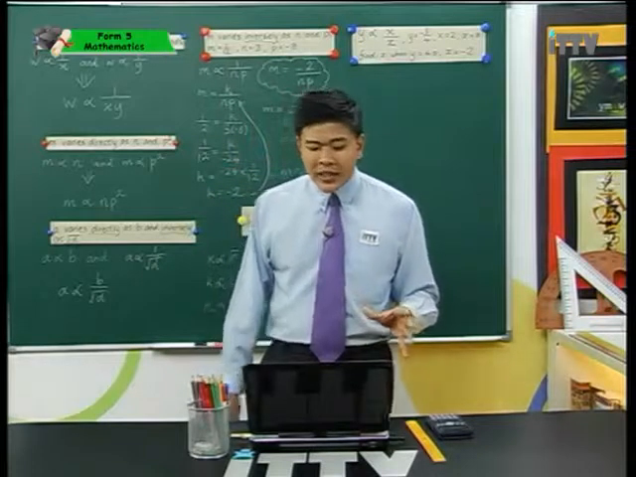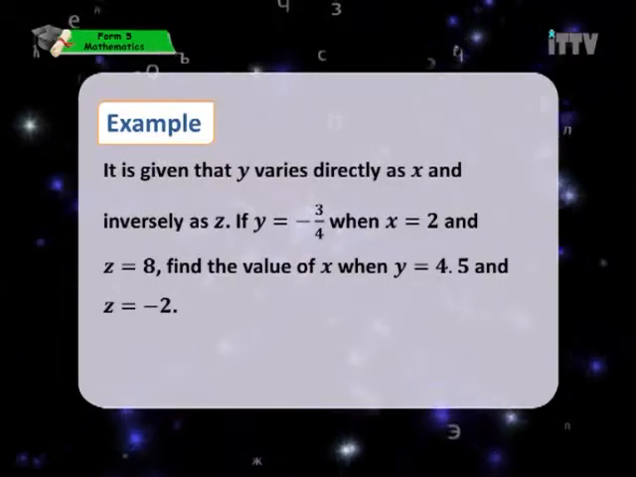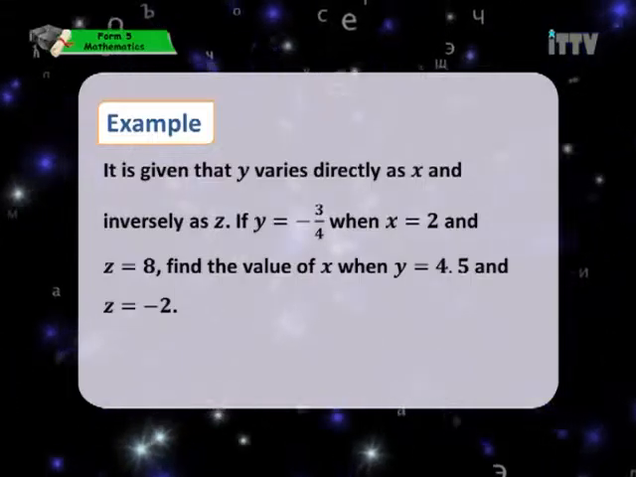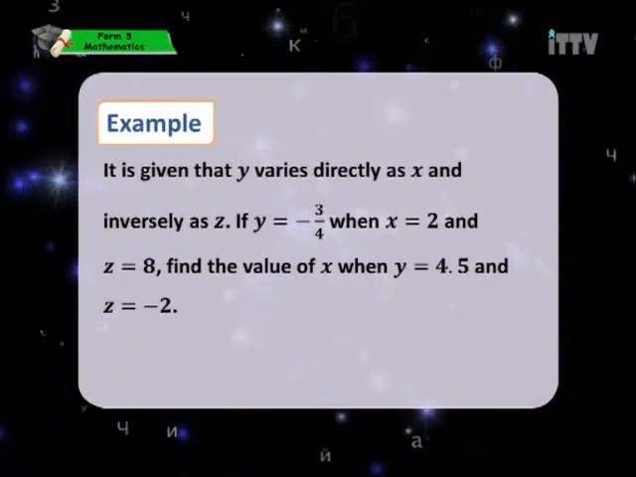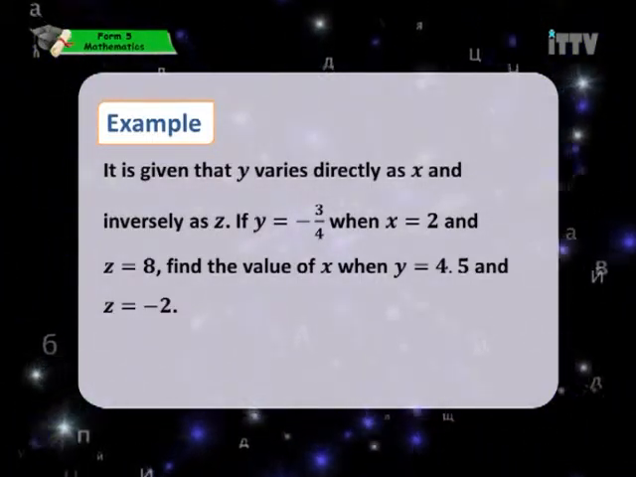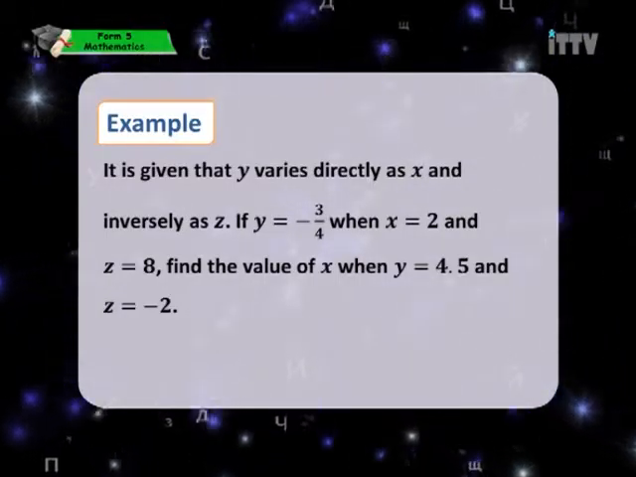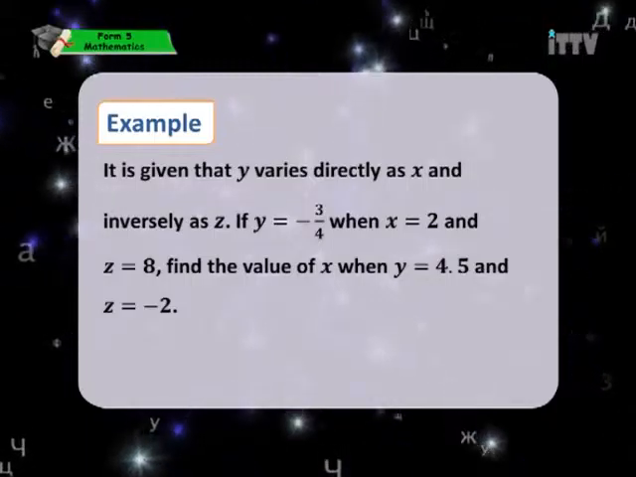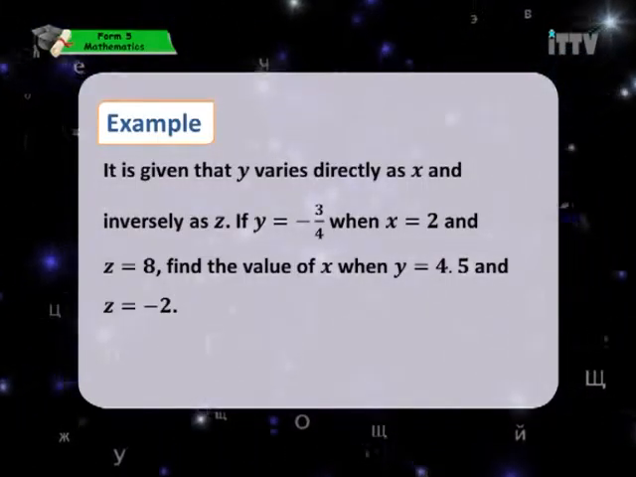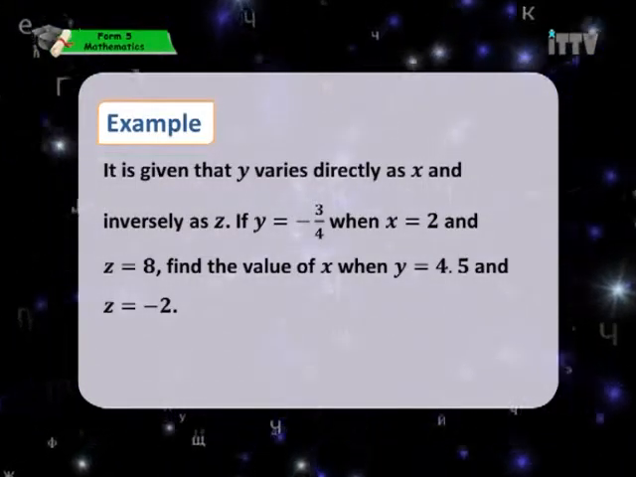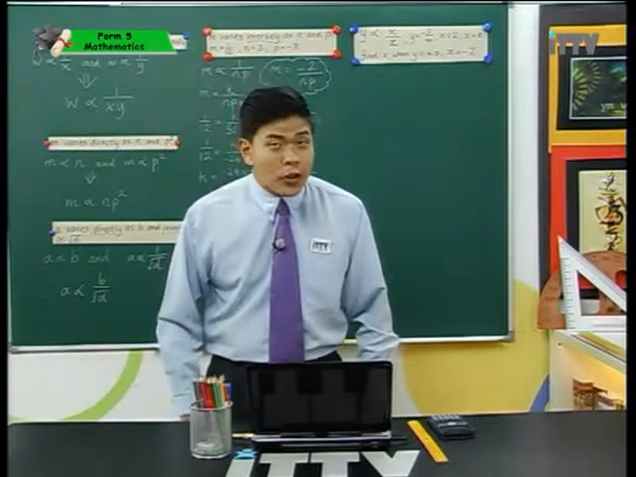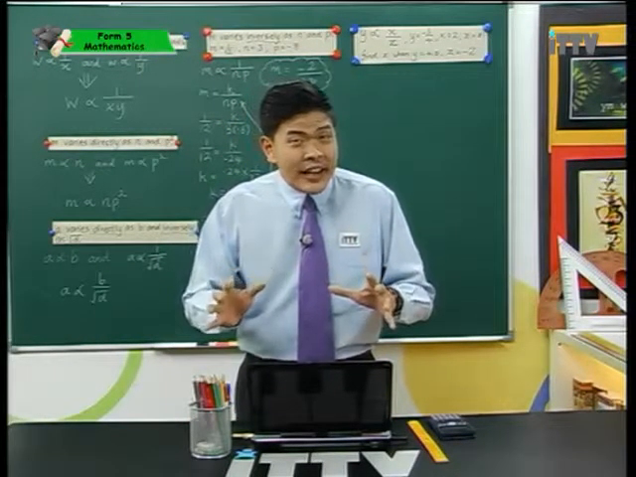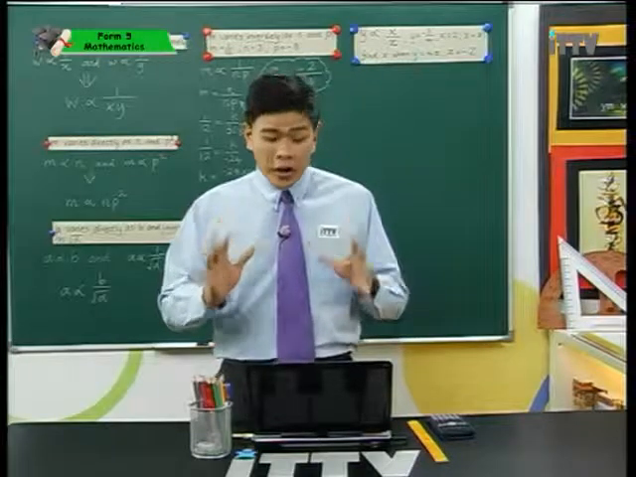Take a look at this example. It is given that y varies directly as x and inversely as z. If y equals negative 3 over 4 when x equals 2 and z equals 8, find the value of x when y equals 4.5 and z equals negative 2. Let me just do this together with you. In case you still can't really get it, it's alright. Let me just show you on the board.